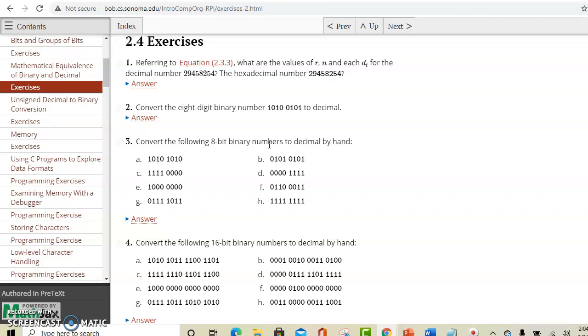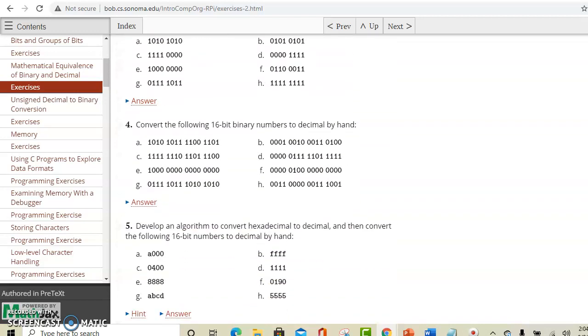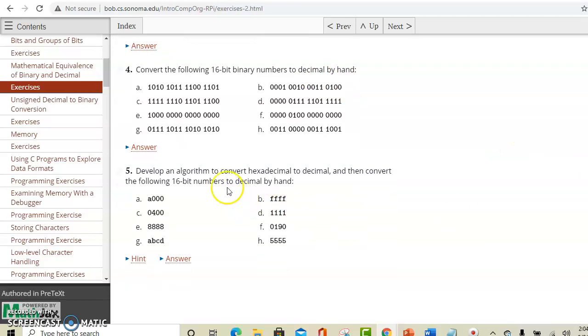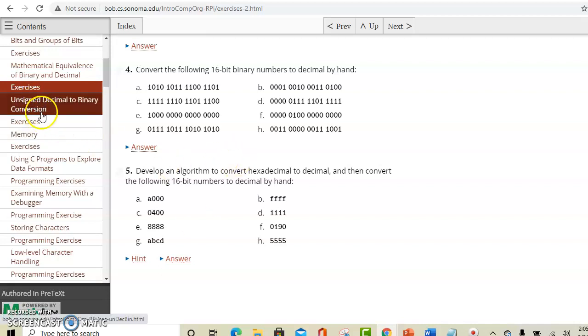Now, the next one in 3 says convert the following 8-bit binary numbers by hand. And then here's 16-bit binary to decimal, and develop an algorithm to convert hexadecimal to decimal, and then convert those using this algorithm. An algorithm is a problem solution. So develop a way, what the calculations would be, regardless of what the number is, and see if it works.